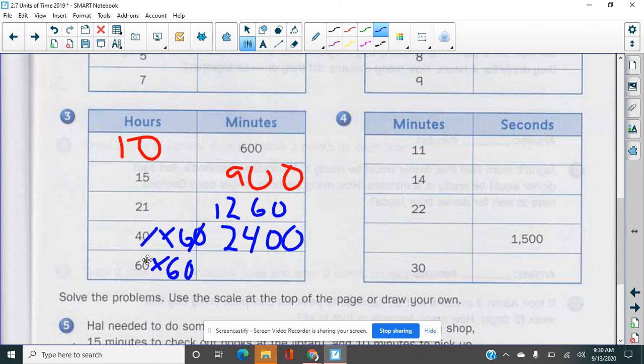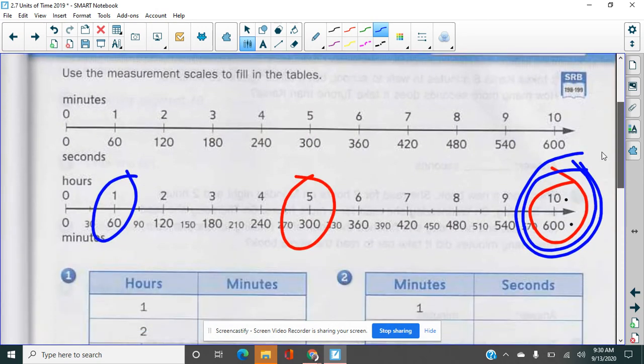Now, this didn't work with 21 and 15 because those didn't end in a 0. But 60 times 60, 6 times 6 is 36. And then I had to cross off the 2 zeros, so I had to put 2 zeros back. So I wanted to do number 3 because when you do number 4, you might have to do some of the same strategies.